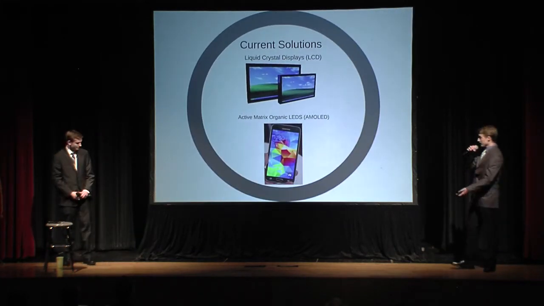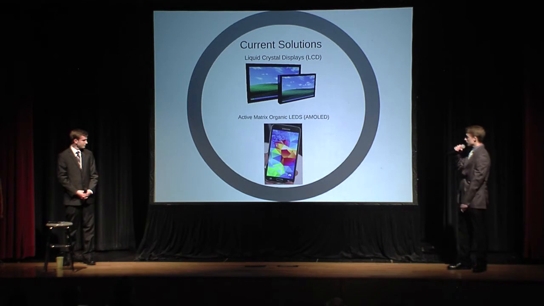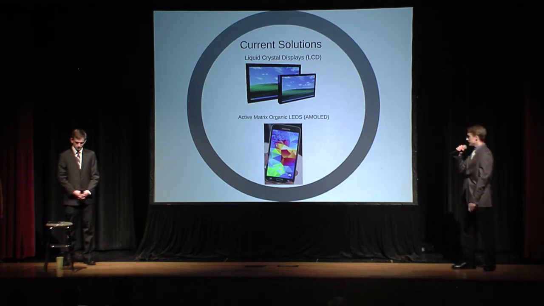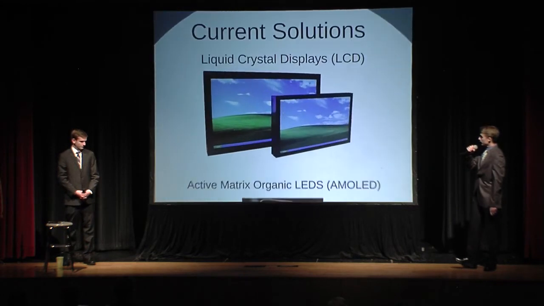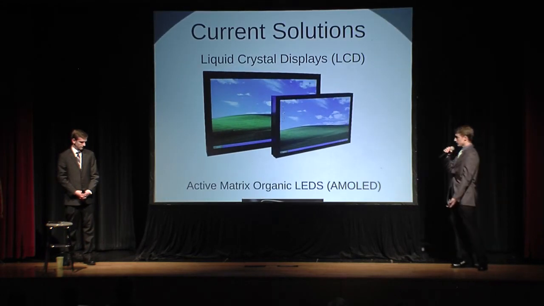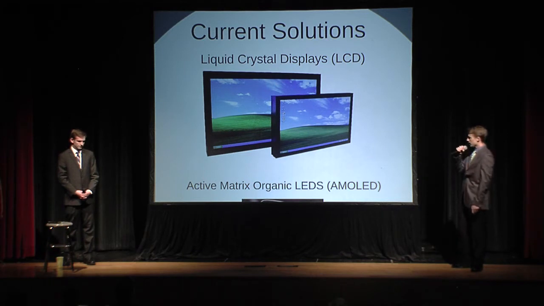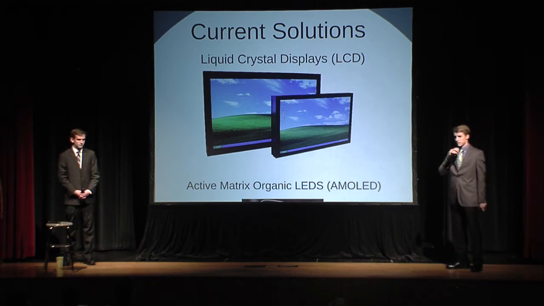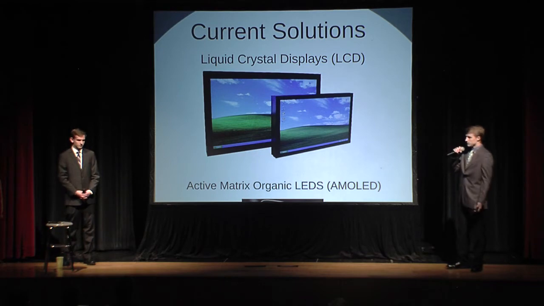So most of your display devices are made up of either liquid crystal displays or active matrix organic LEDs. And so liquid crystal displays, or LCDs, can be found in computers, TV screens, and even some phones, but they require a relatively thick backlighting layer, which means that they're heavier and bulkier.